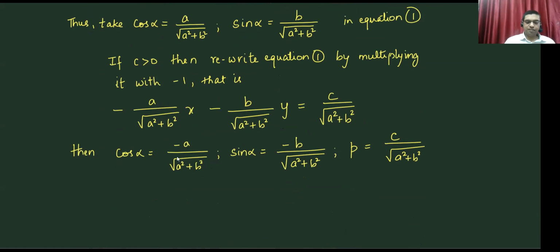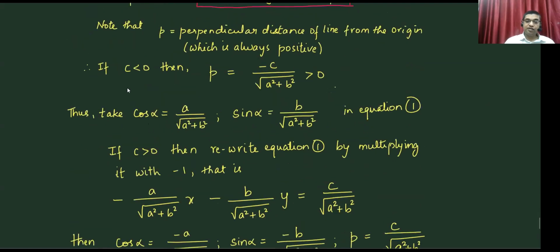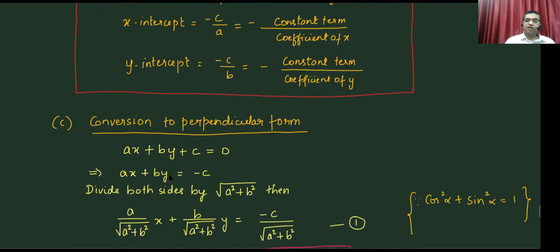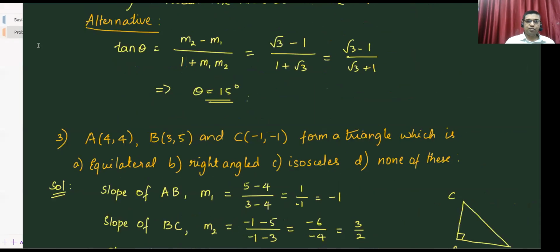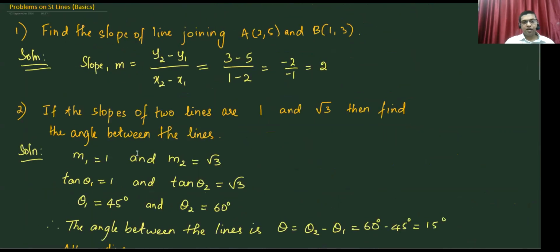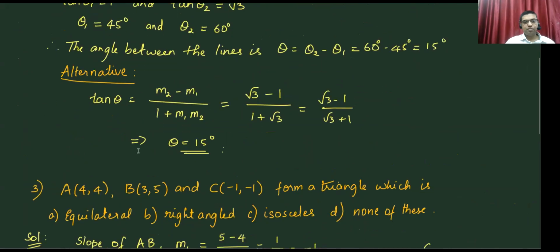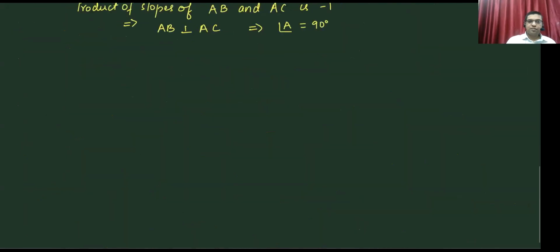So we can convert this ax plus by plus c into different forms: slope intercept form, double intercept form, perpendicular form. These are the forms. So this was the theory on straight lines. We'll continue to do some problems on straight lines now. Earlier we did 3 problems on slopes. Now we'll do problems on equations, various forms of straight lines.